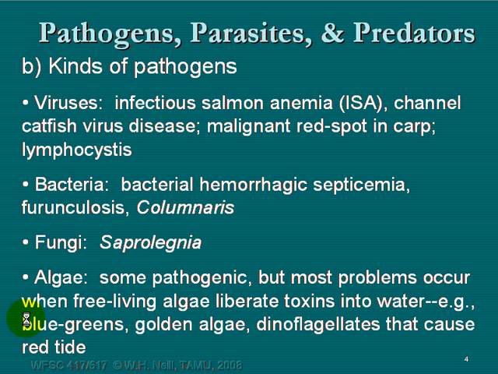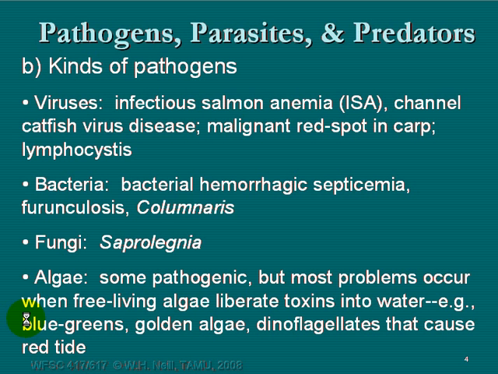Bacteria, and these are the scary ones, bacterial hemorrhagic septicemia and furunculosis in trout, columnaris. And then you got things like saprolegnia, which is a fungus and sort of cottony stuff on the skin of the fish. And a lot of people say, well, that's secondary, the fish has already got a problem caused by something else, and the saprolegnia amounts to a secondary problem.